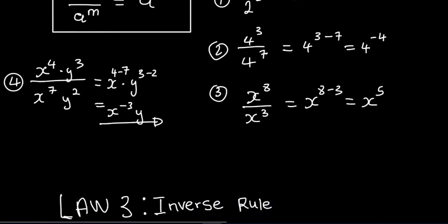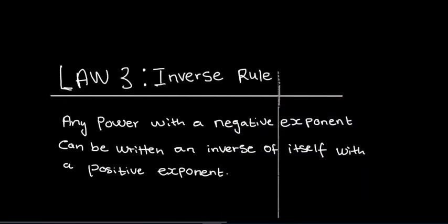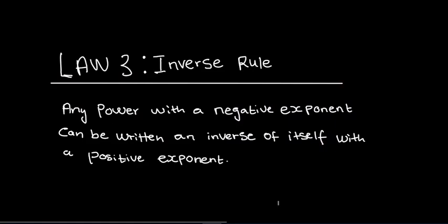All right. Now, you might have seen some negative exponents. We don't really prefer writing numbers with negative exponents in mathematics. So we have a law for all those negative exponents, right? We call it the inverse rule. Okay, so what does it state? It says that any power with a negative exponent can be written as an inverse of itself with a positive exponent.